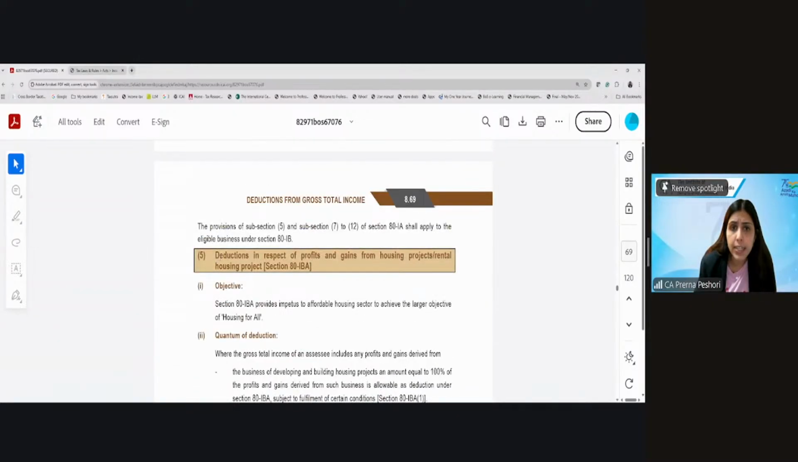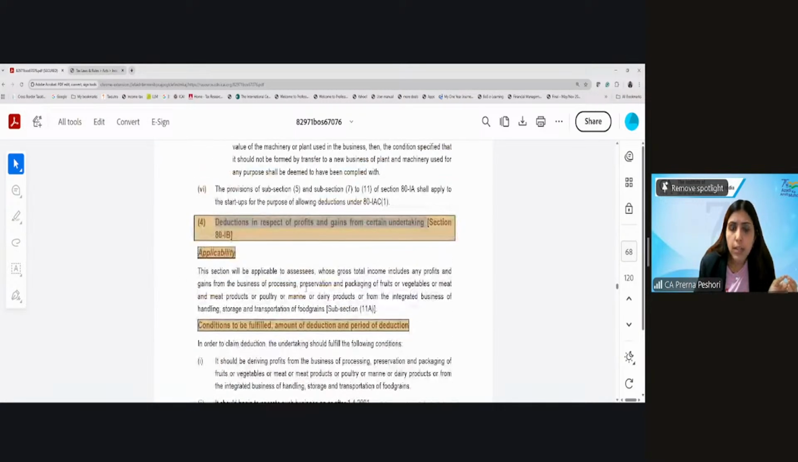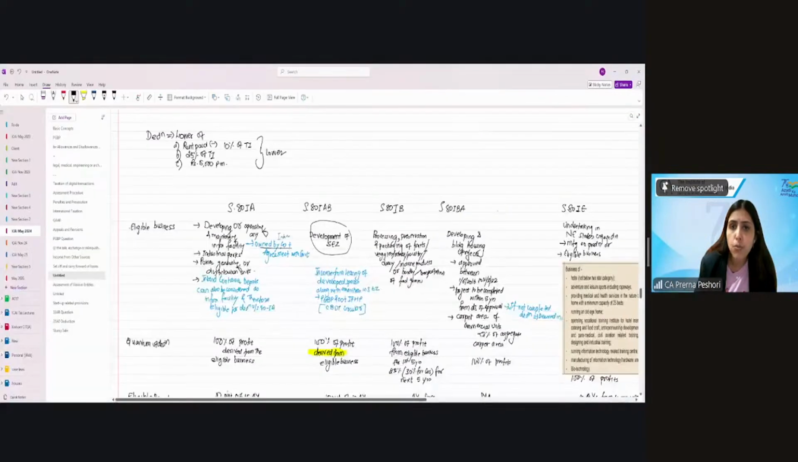First, we'll complete the ATIB. Deduction in respect of profit and gains from certain undertakings. So, which are the undertakings? Business of processing, preservation, packaging of fruits, vegetables, meat and meat products, poultry, marine, dairy products, or from the integrated business of handling, storage and transportation of food grains, right? So ATIB is applicable for processing, preservation, packaging of fruits, veggies, meat, dairy, poultry.